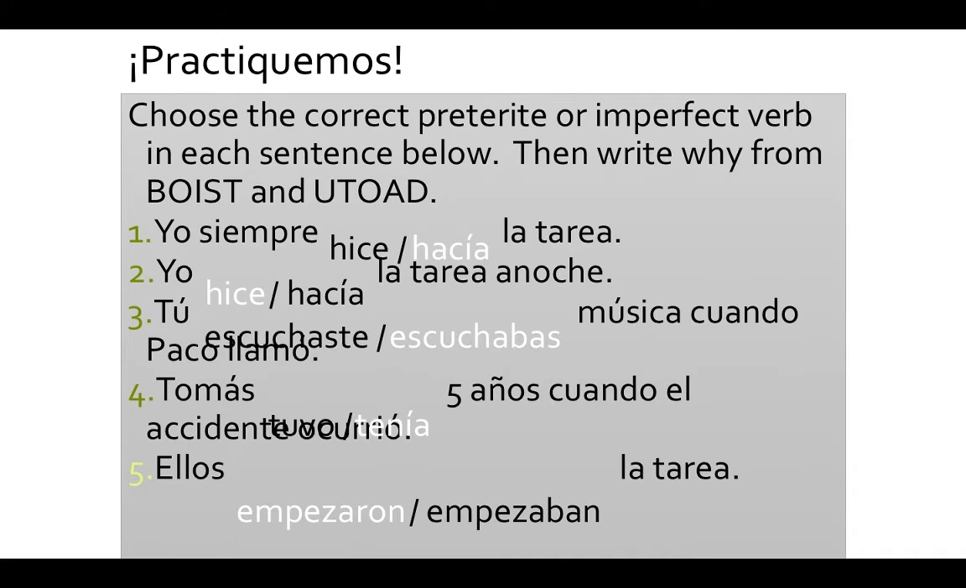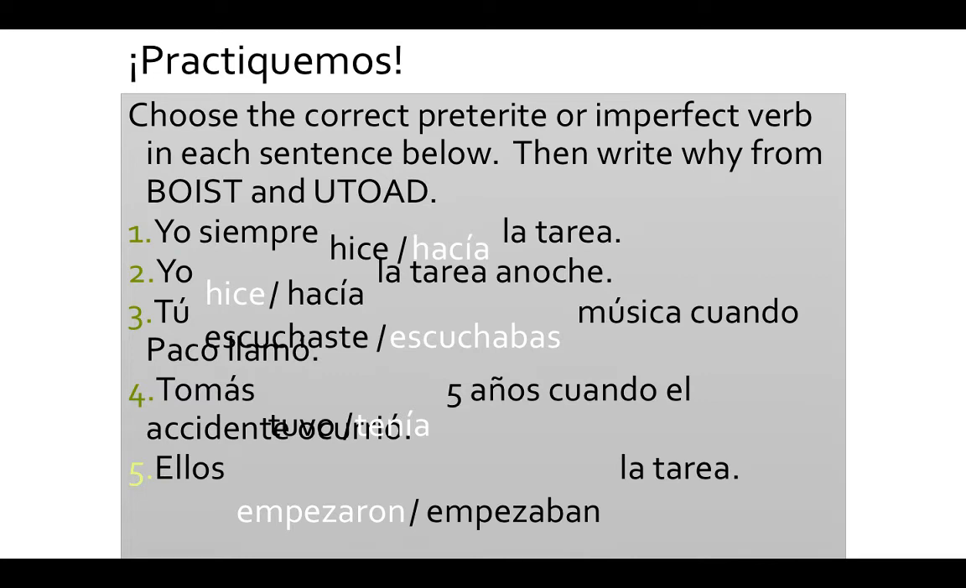I have just one last thing I want to do with you here. I've given you some sentences and they're mixed together between the preterite and the imperfect. You need to select the correct form in either the preterite or the imperfect. And then you need to tell me why from utode or voiced you might have used these things.